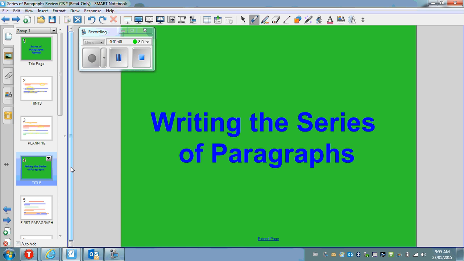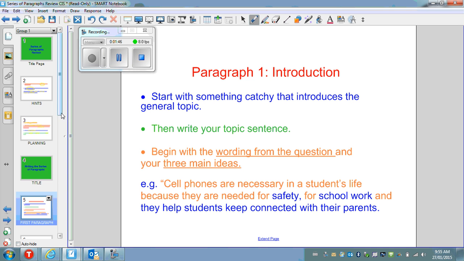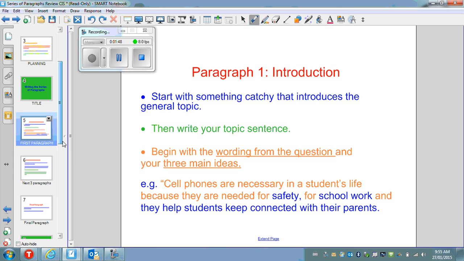So the actual writing of the series of paragraphs. Let's go. Introductory paragraph. With that, you want to come up with something that catches your audience's attention, okay? At this point, you want to know that the reader wants to understand what your topic is about in a general manner. Then you write your topic sentence.